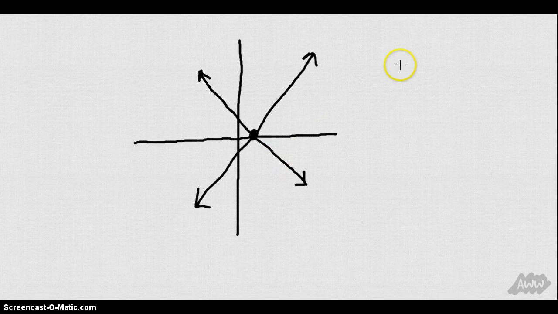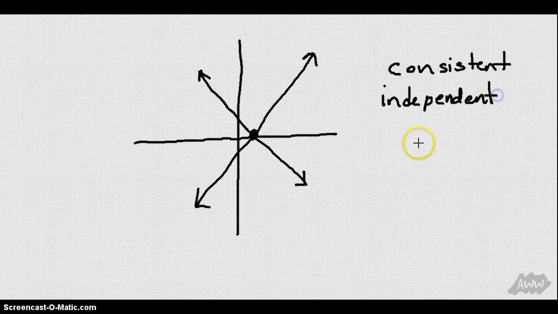In this case, the graph is called consistent. If they don't cross, it's called inconsistent. This one, another term we can use for this is independent. If the lines cross everywhere, that would mean they're consistent and just dependent. But since these just cross at one point, they're consistent and independent.